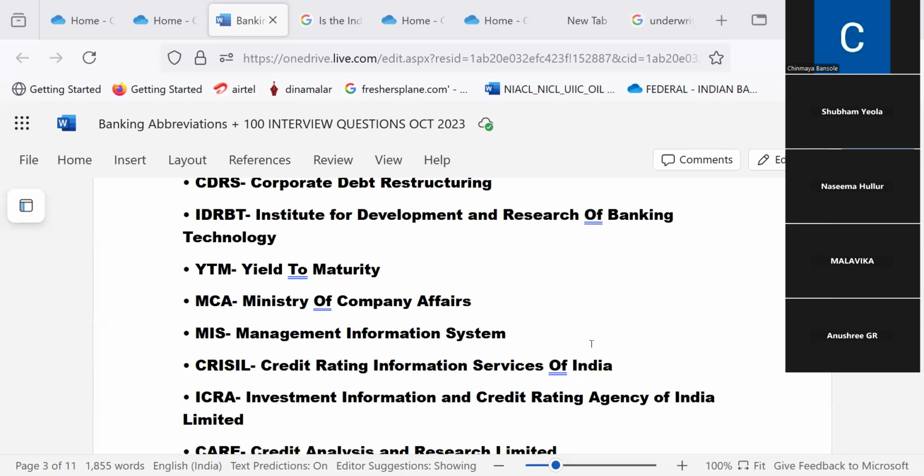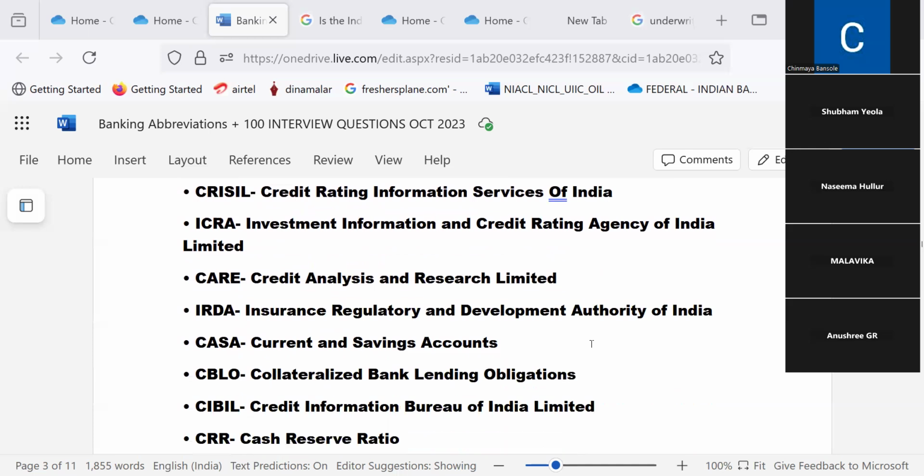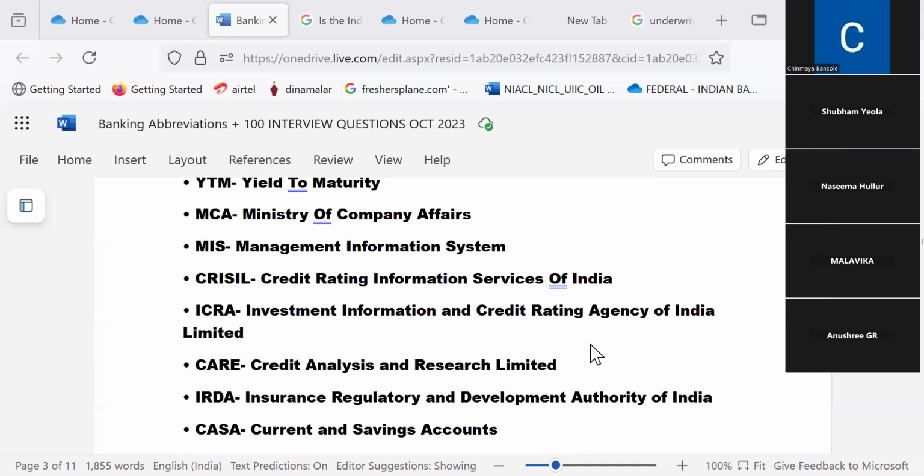MCA, Ministry of Company Affairs, MIS, Management Information System, CRISIL, Credit Rating Information Services of India, ICAR, ICRA, not ICAR, sorry sir, ICRA. No sir, I was from an agriculture background, so seeing that I thought... Achha, ICRA. You are remembering that. ICRA, Investment Information and Credit Rating Agency of India Limited, CARE.